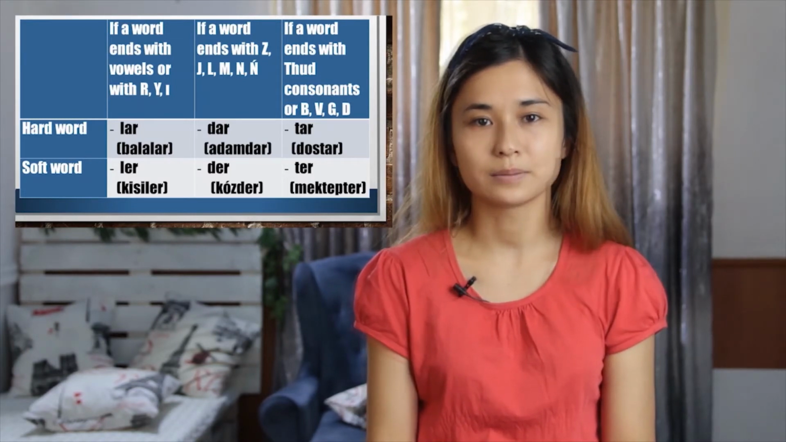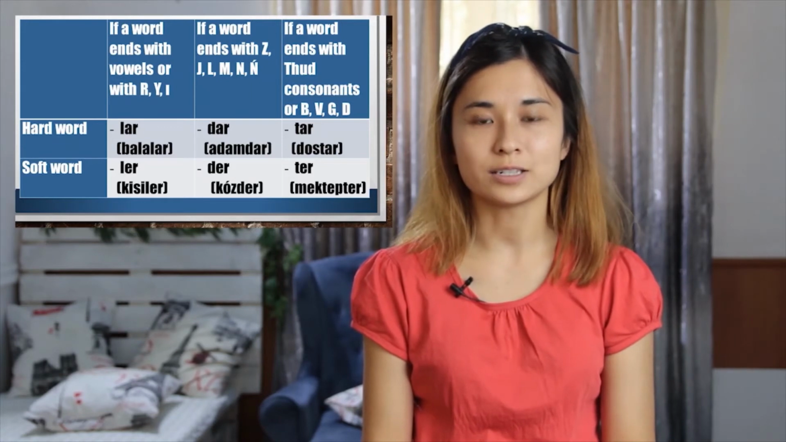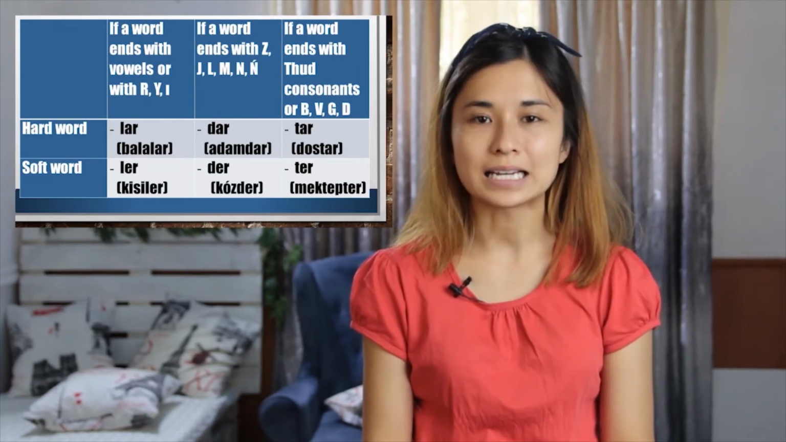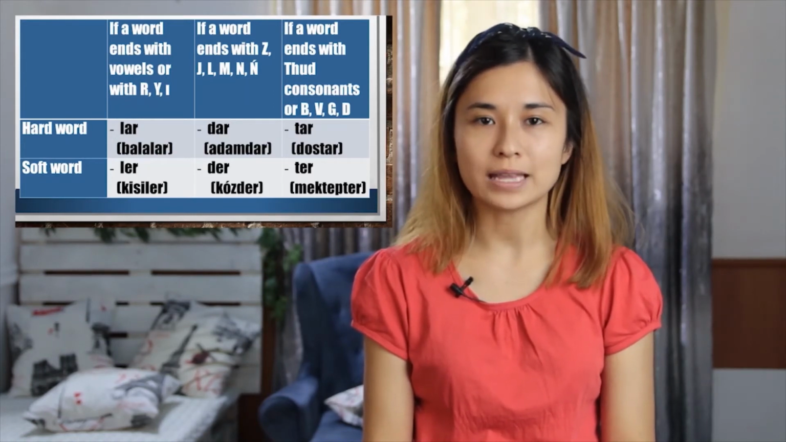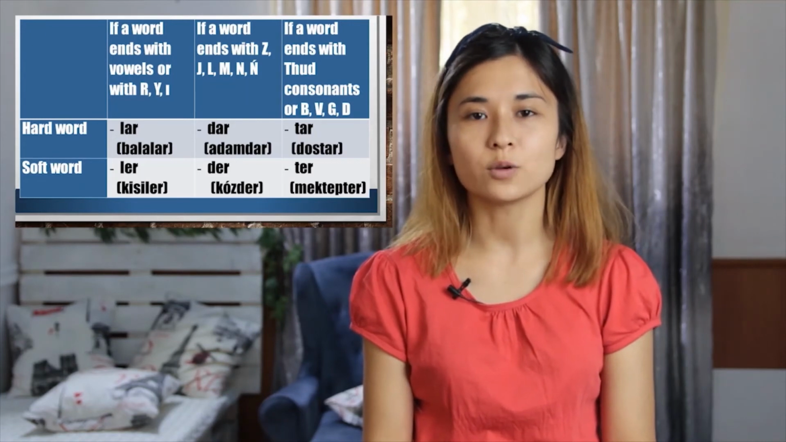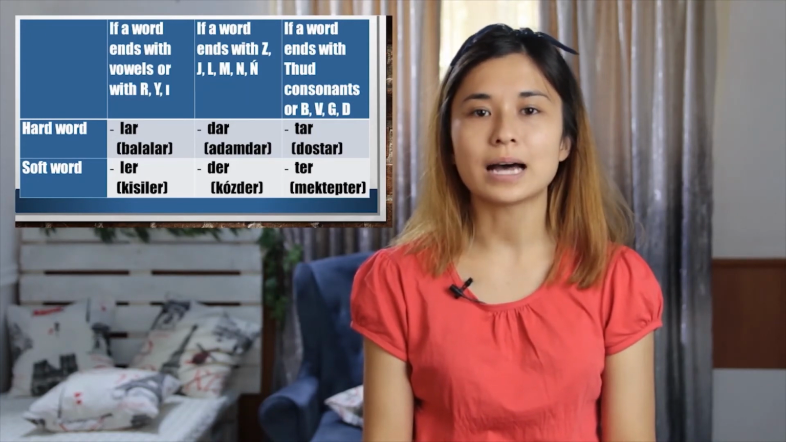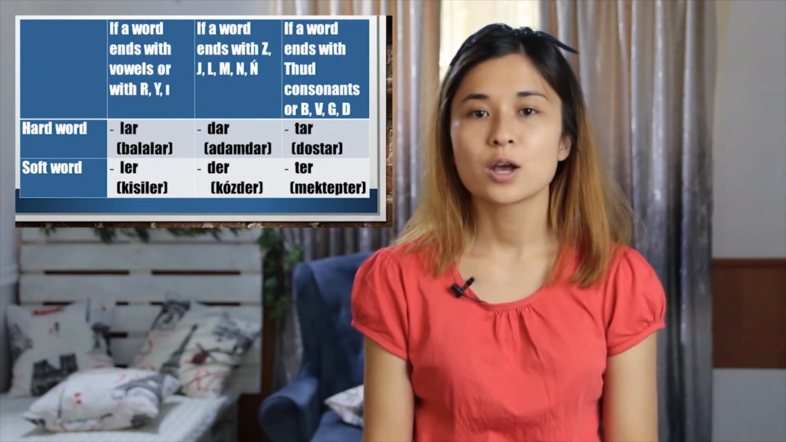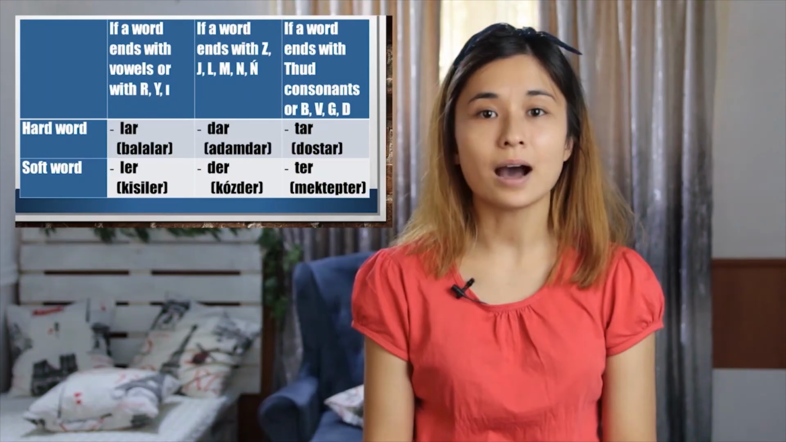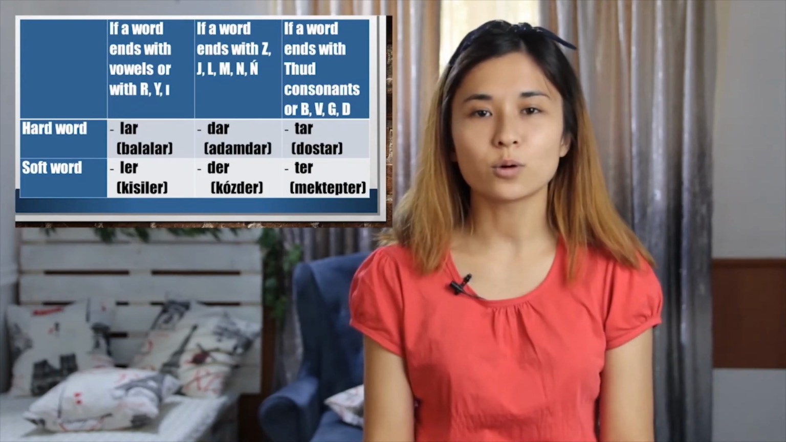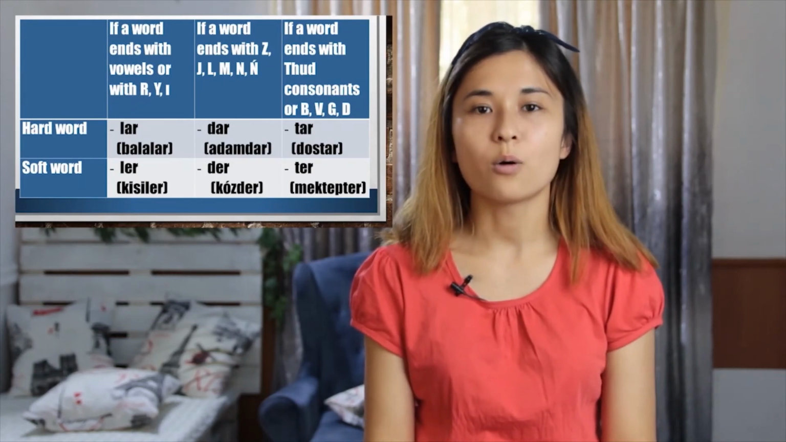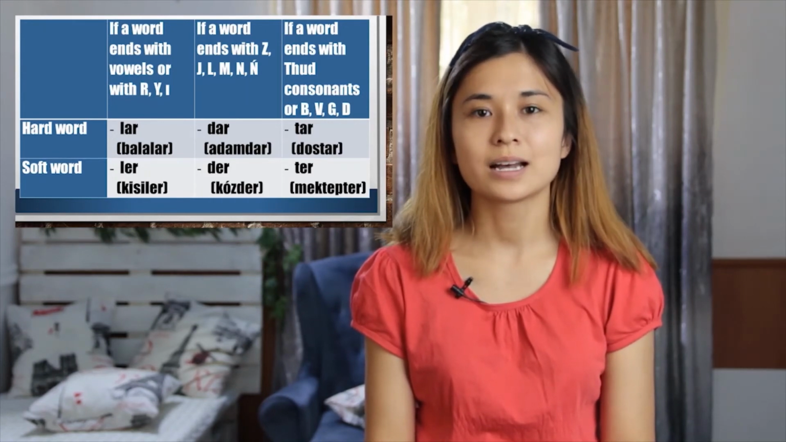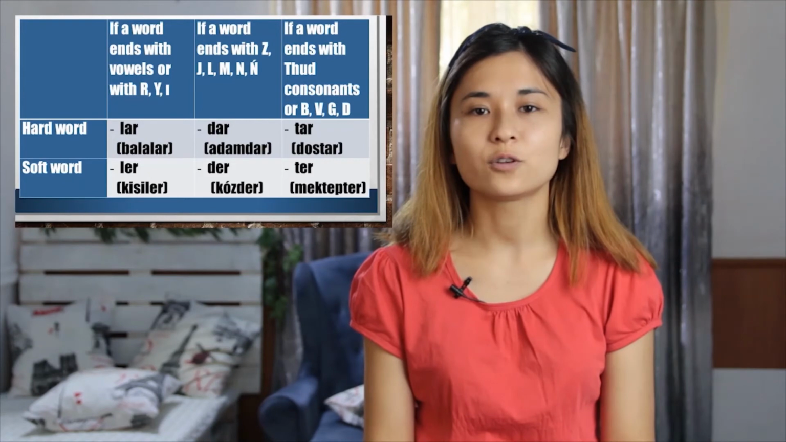Kisiler, people. If a word ends with letters z, j, l, m, n, ng, then for hard words you add dar. For soft words you add der. For example, adam, a person. Adamdar, people. Soft word kóz, an eye. Kózder, eyes.